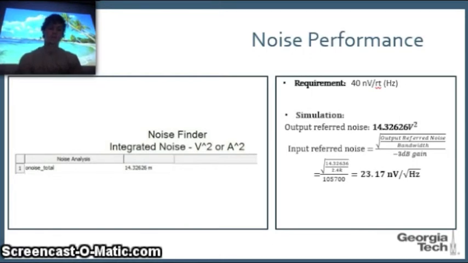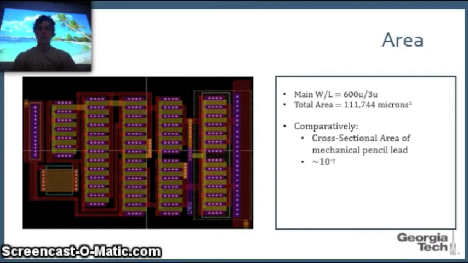To find the area of our circuit, we take the width times length of all of the transistors and add them up and multiply times 2. This gives us a total area of 111,744 microns squared. Comparatively, this is less than the cross-sectional area of a mechanical pencil lead.